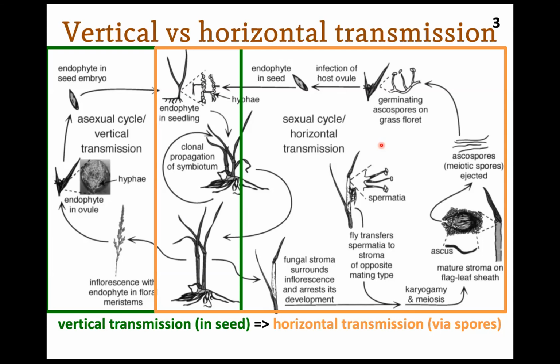And the horizontal transmission occurs through spores, and these are the fungal ascospores, whereas the vertical transmission occurs via the seed, but that's the grass seed. Okay, so hopefully that's clear, and let's move on now to slide number 4.